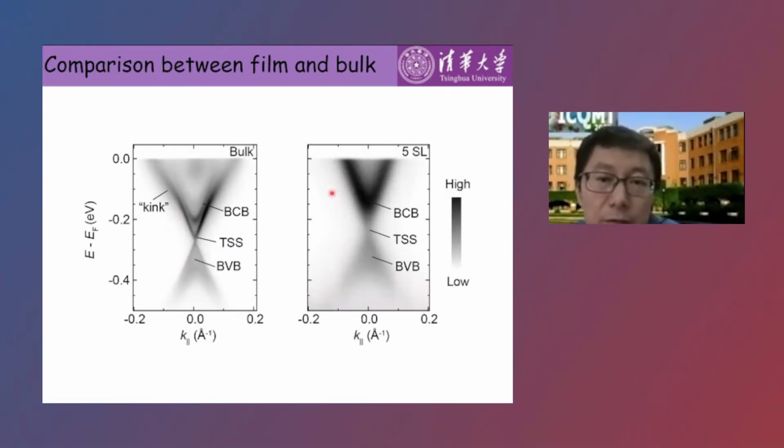We use laser ARPES to study the electronic structure of these MBE-grown thin films. We can easily find the drastic difference between the electronic structure of the bulk and the 5SL films. Consistent with the electronic structure of the bulk samples, we observe the conduction band and the valence band with a gap of about 150 millielectron volts. The topological surface state shows a diminishing gap, but no kink-like structure here. It merges into the bulk conduction band with a much weaker spectral weight.